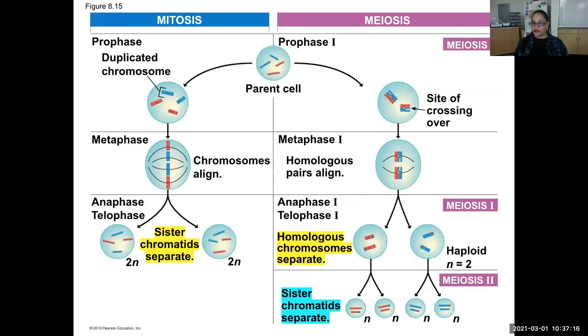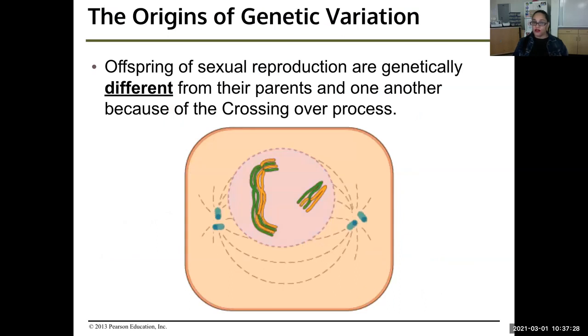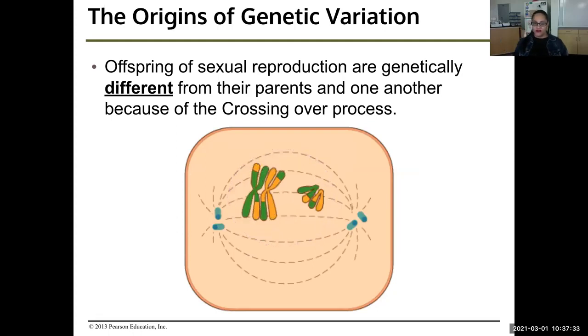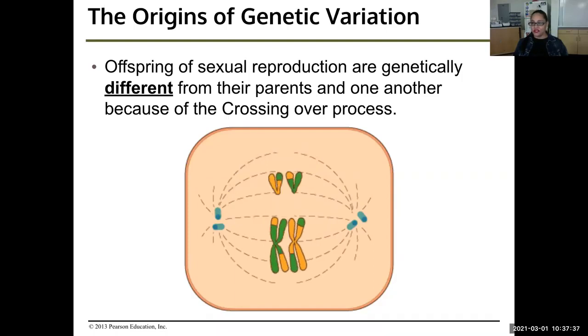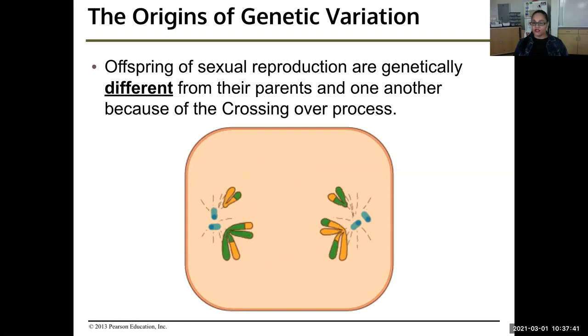So this is just a side-by-side comparison. Main differences are highlighted. Offspring of sexual reproduction are genetically different from their parents and one another because of the crossing over process. This is another reason that you are not identical to your brothers and sisters, even though you have the same parents, because of this crossing over process.